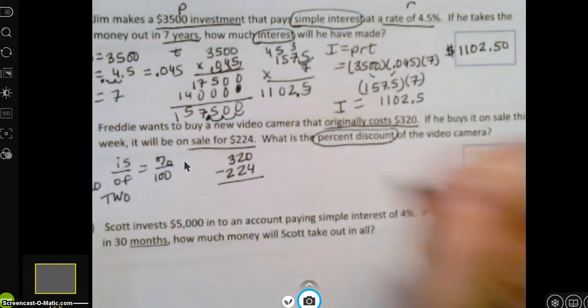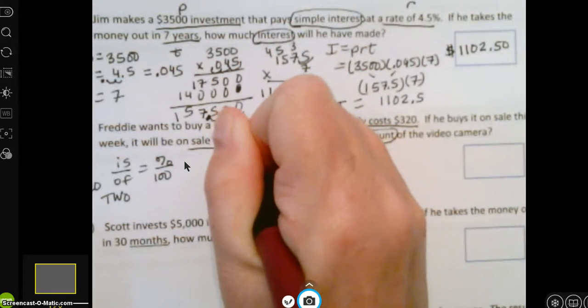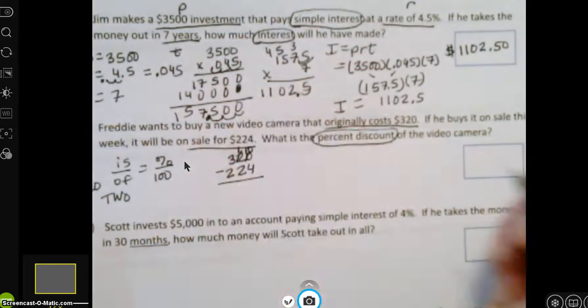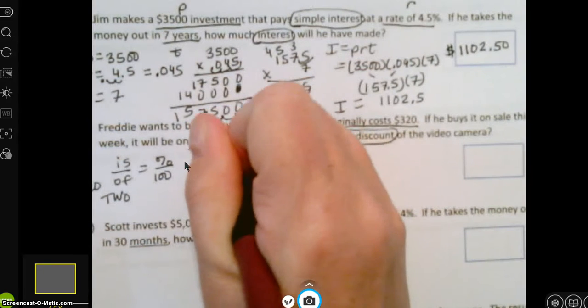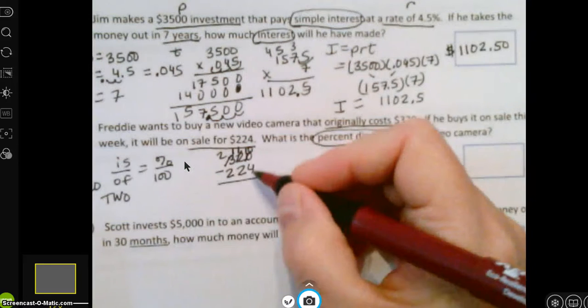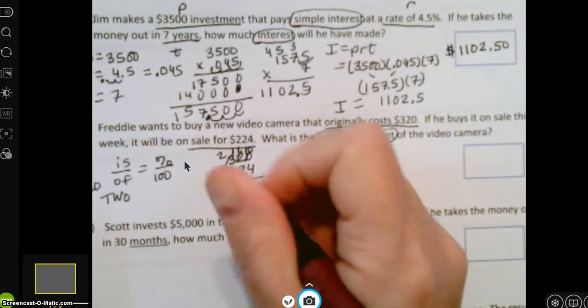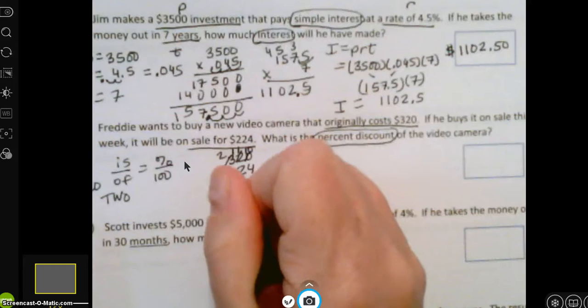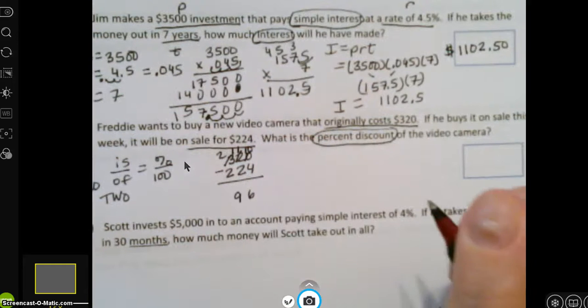224. Okay, so this becomes a 10. Borrows from here, which becomes a 1, which ends up becoming an 11. So 10 minus 4, 6. 11 minus 2, 9. Okay.